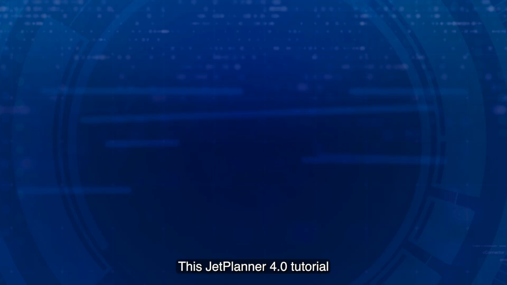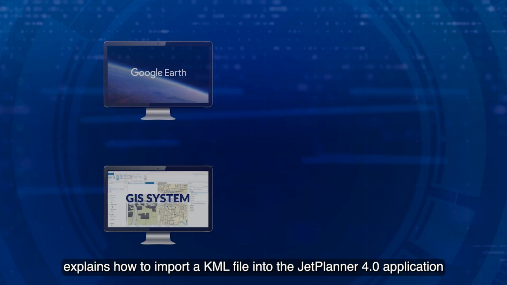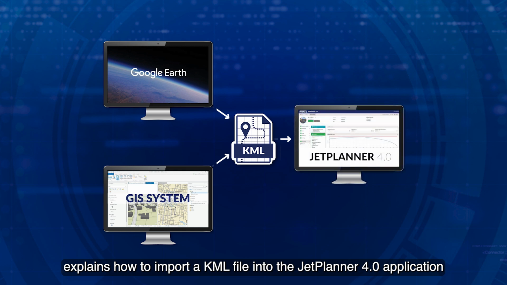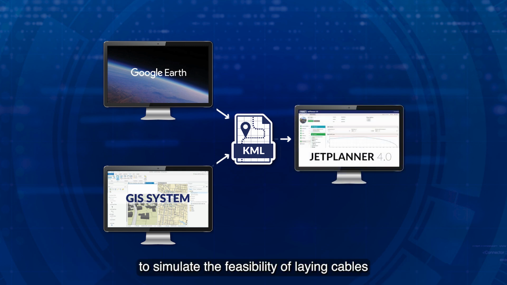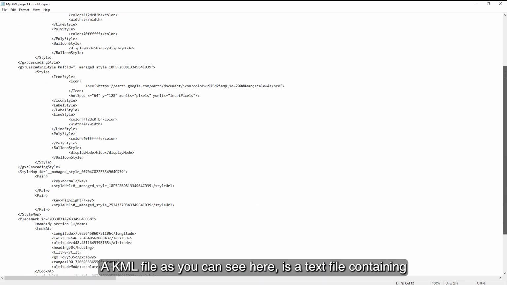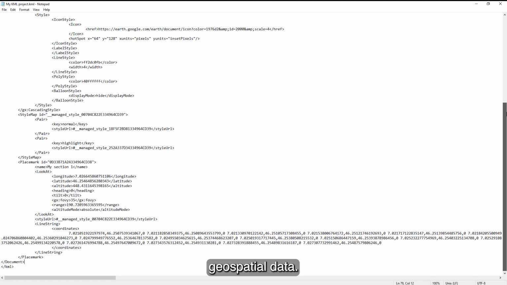This JetPlanner 4.0 tutorial explains how to import a KML file into the JetPlanner 4.0 application to simulate the feasibility of laying cables in underground ducts. A KML file, as you can see here, is a text file containing geospatial data.